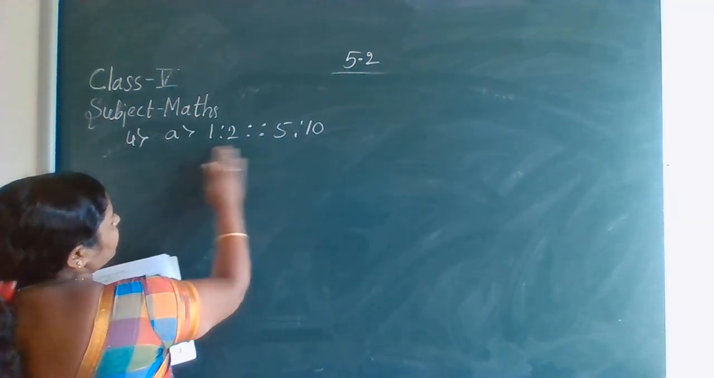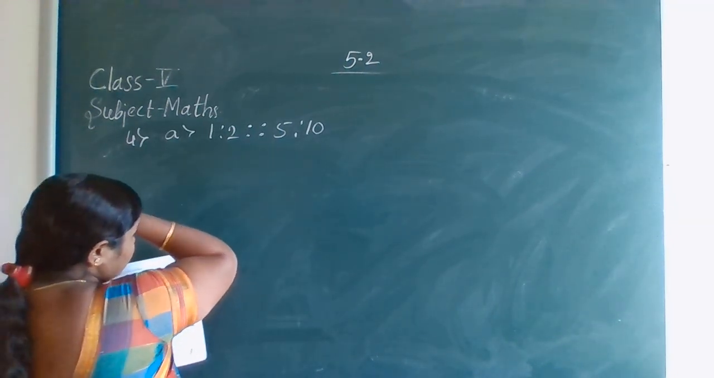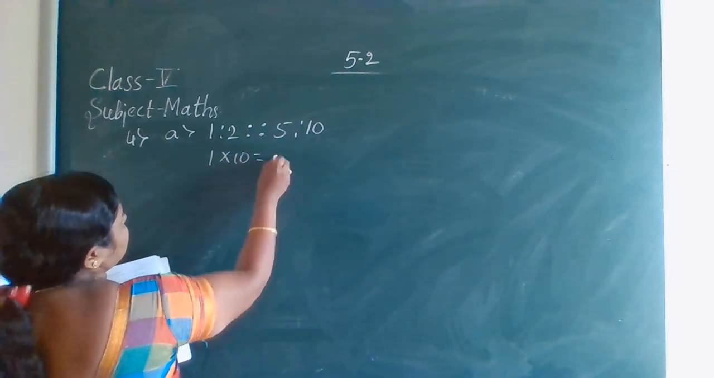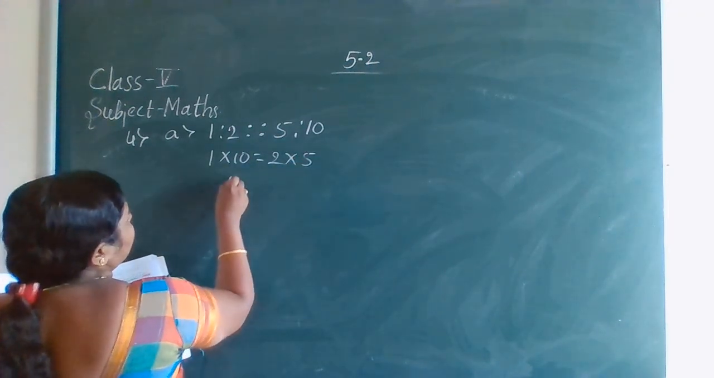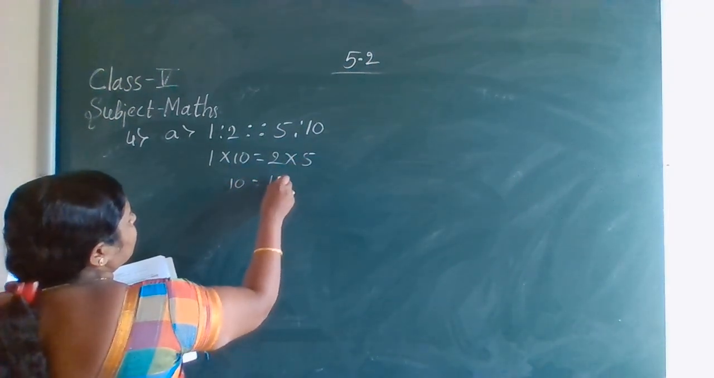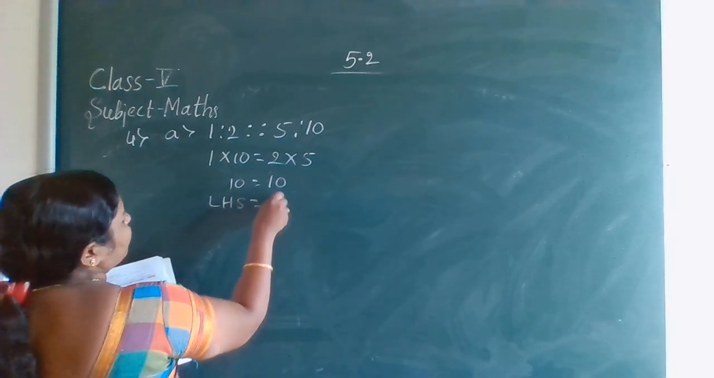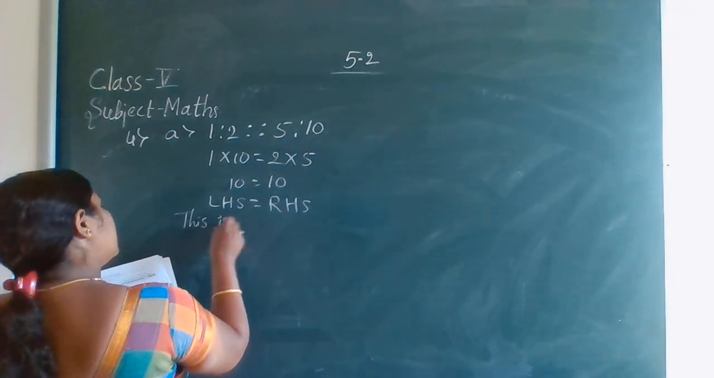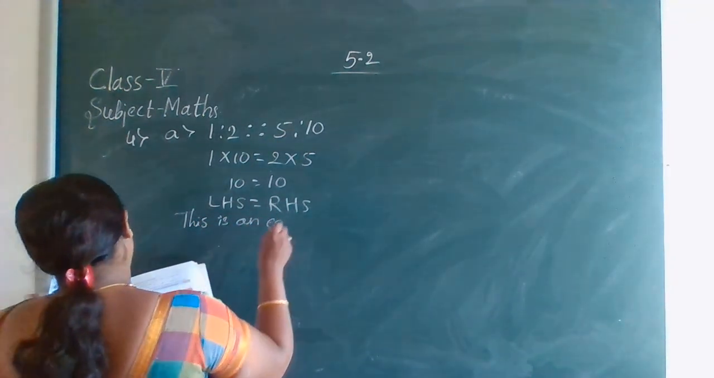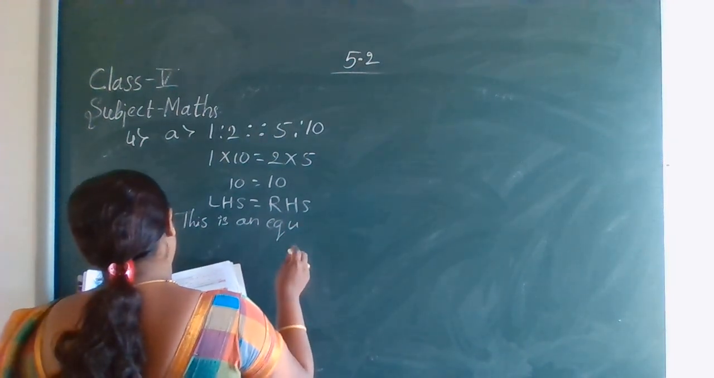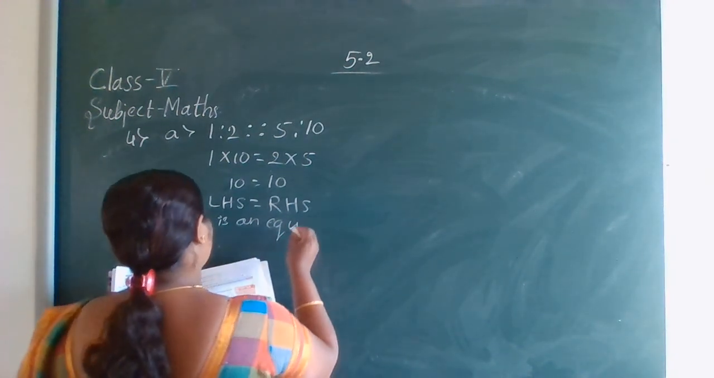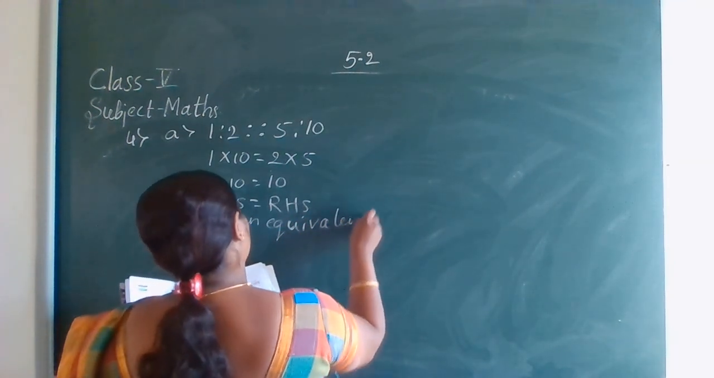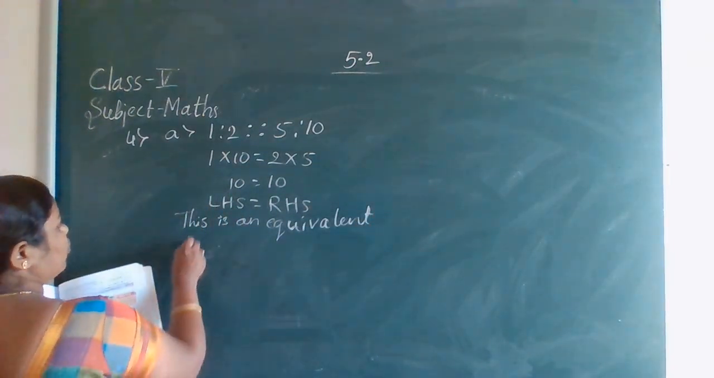So now we have to identify the product of extremes is equal to the product of means. Product of extremes is equal to the product of means. 1 tens are 10, 2 fives are 10. So LHS is equal to RHS. This is an equivalent proportion.